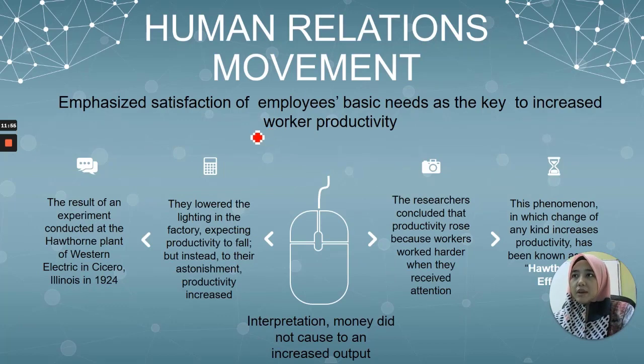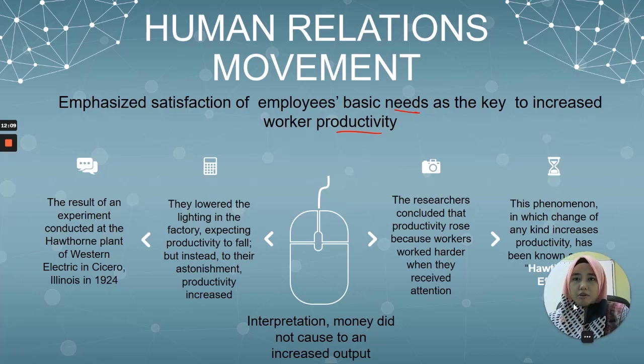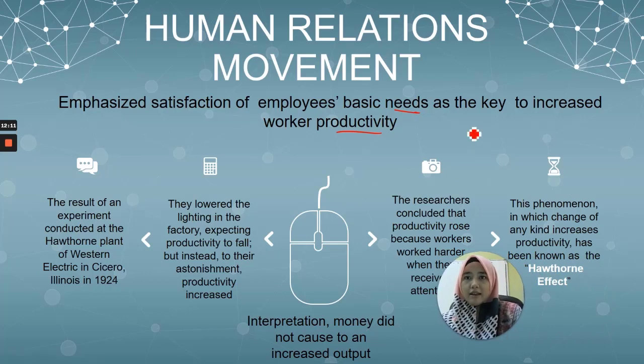Okay, what is human relation movement? They emphasize on satisfaction of employee basic needs as the key to increase worker productivity. Okay, the result yang paling close sekali lah dengan human relation movement is the Hawthorne effect. Kalau tengok kat sini, this is the Hawthorne effect. Saya ada putihkan kat sini. What is a Hawthorne effect?